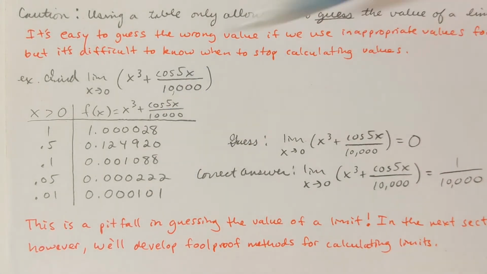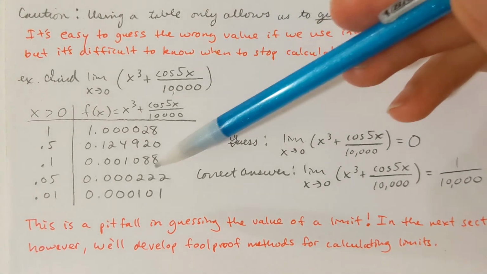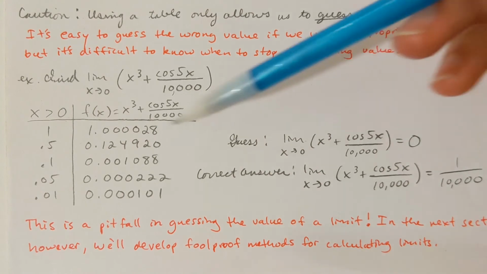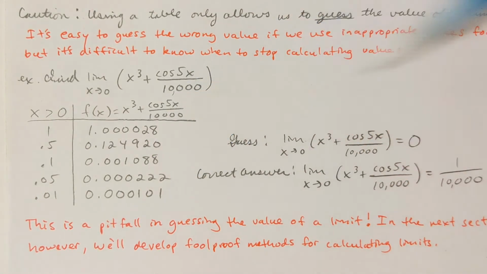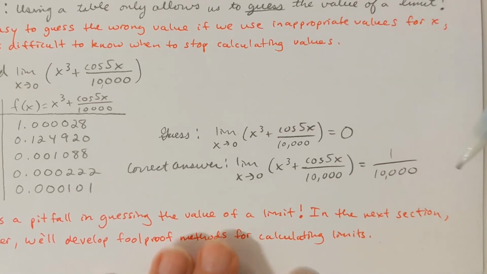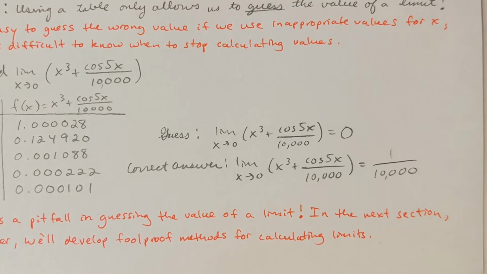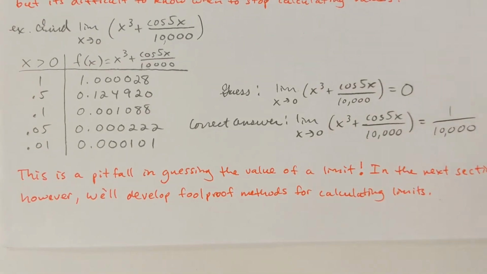Now, from our table, it would be natural for somebody to guess that the value of this limit would be 0. Okay, like it looks like that's where the y values are headed towards. 0 would be a wrong answer, though. Okay, the correct answer is actually 1 over 10,000. 1 over 10,000 is very close to 0, right? So I mean, if the answer is very close to the number, it's easy to guess wrong. Okay, and that's a huge pitfall in guessing the value of a limit.